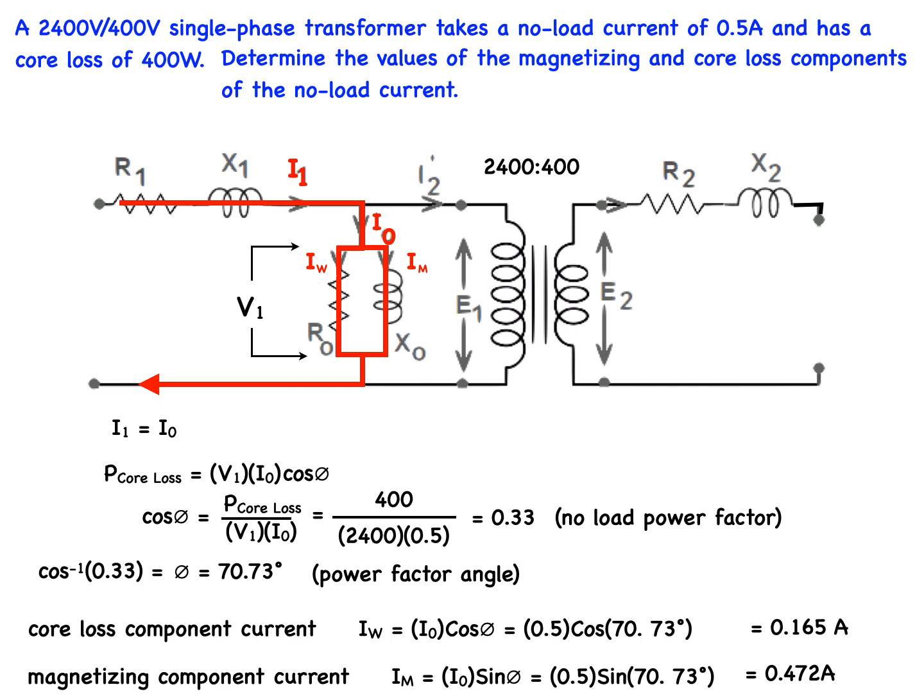Looking at these two currents, you might consider that the two currents must add up to I0, which should equal I1, and that should equal 0.5 amps, but 0.165 plus 0.472 is equal to 0.637 amps. So what's going on here?